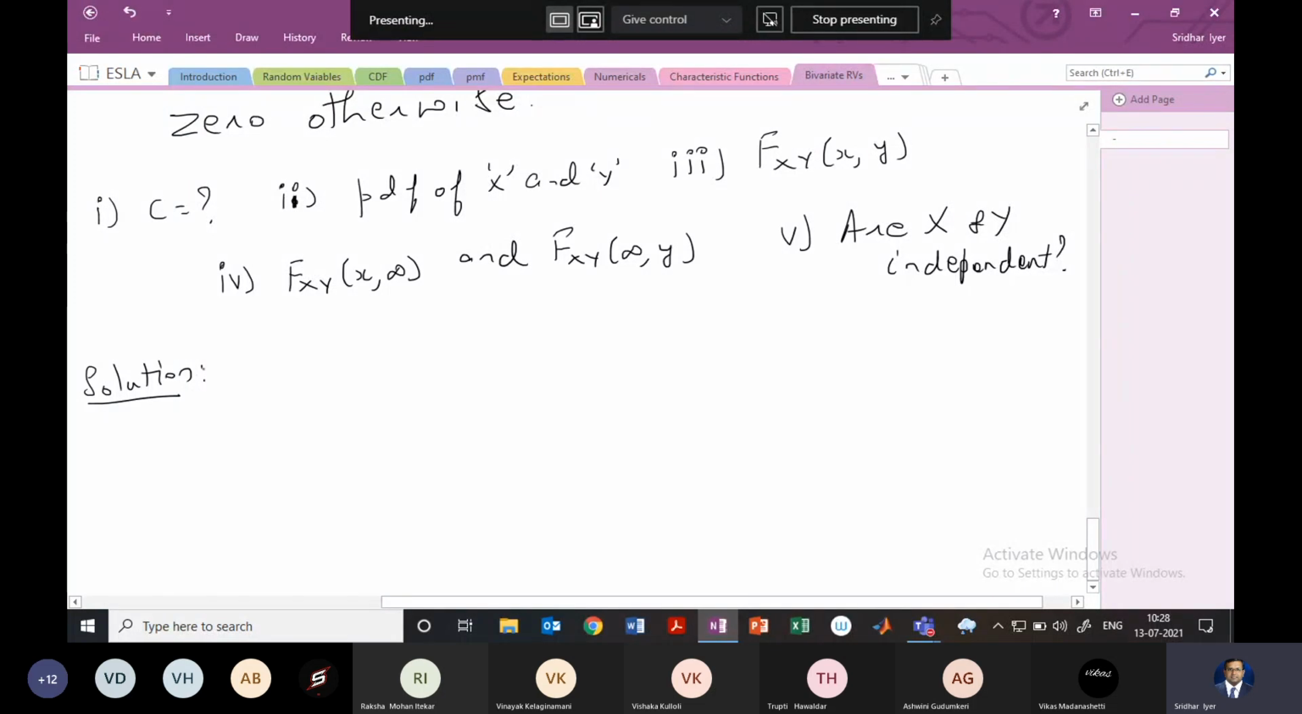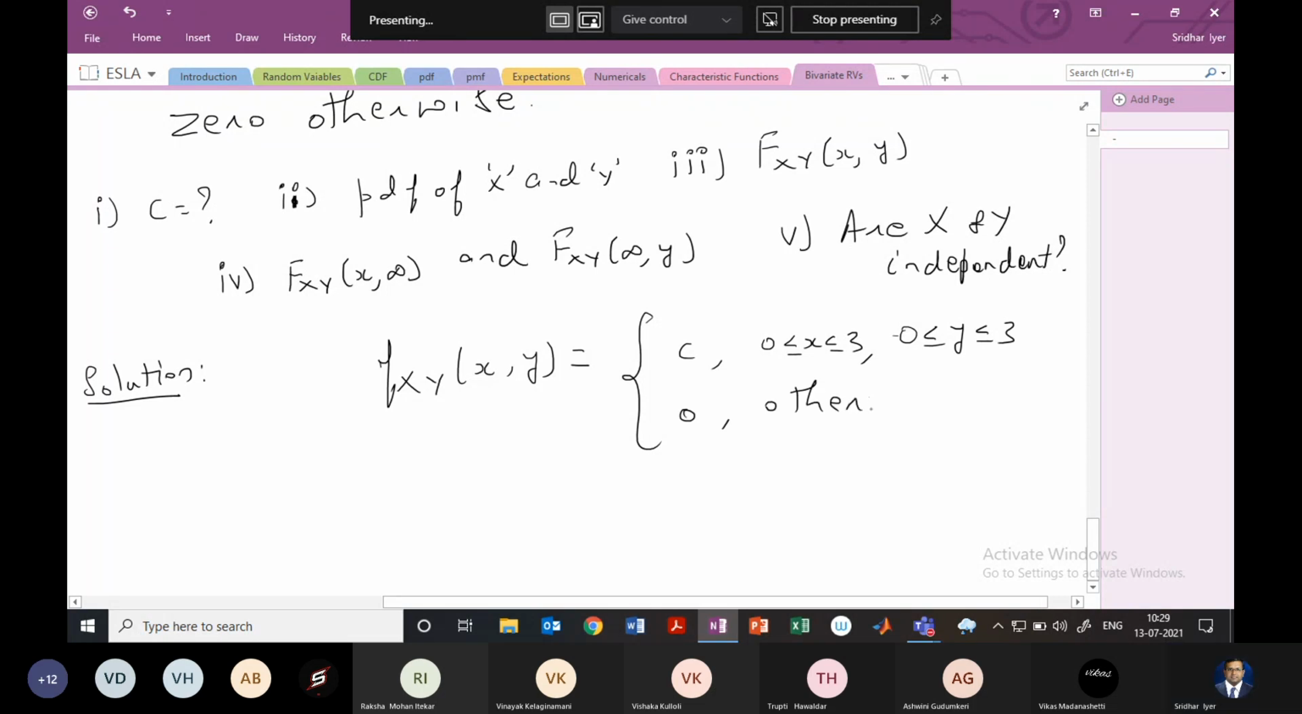I've scrolled down and you must have the question with you already, right? I don't know how you have proceeded, but I always write the words in terms of mathematics, so I get a lot of clarity. What we are given is a PDF fxy of x comma y equal to c, a constant, between a particular range of x and y, and it is equal to 0 otherwise. For clarity, I'll write this PDF fxy of x comma y as constant c when x is between 0 and 3 and y is between 0 and 3, and 0 otherwise.